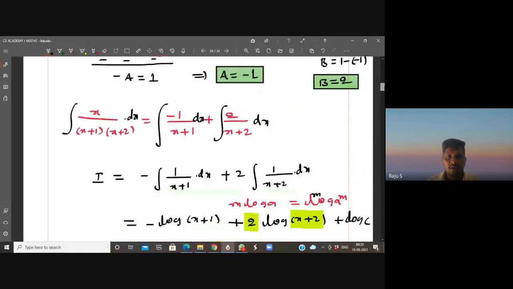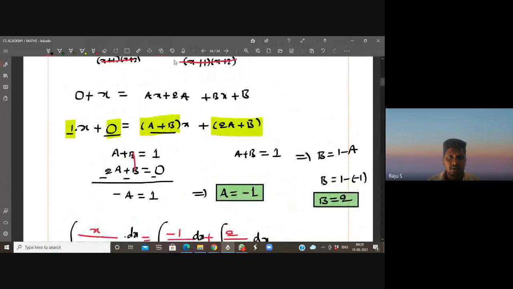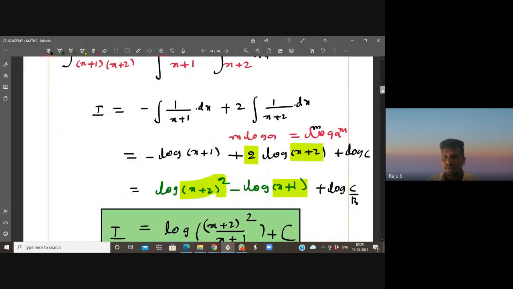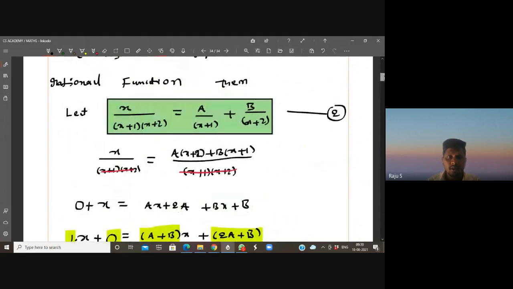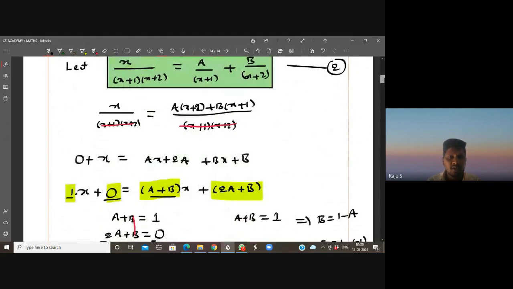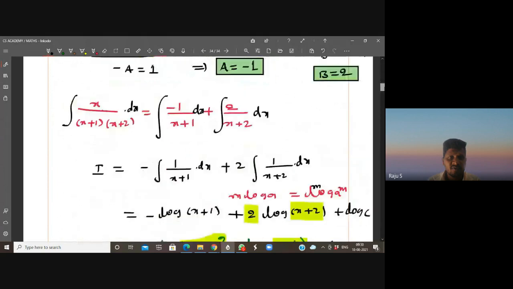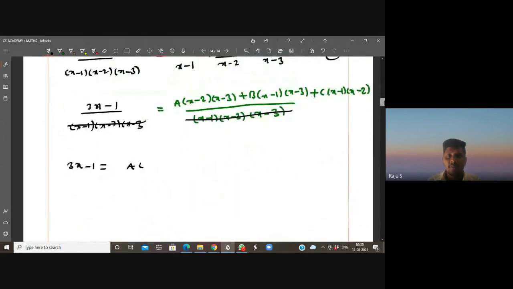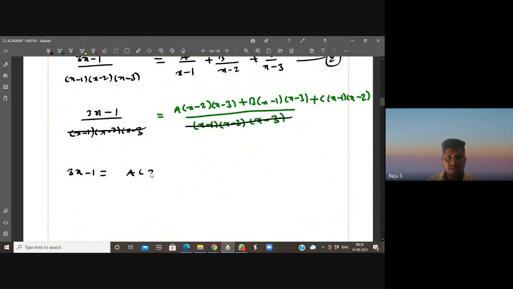We have used it in here. I multiply with a here, and I'm comparing on both sides the x coefficient and the constant. We got two equations. Okay, this is one way. But here three values we need to find: a times (x minus 2)(x minus 3), plus b times (x minus 1)(x minus 3), plus c times (x minus 1)(x minus 2).